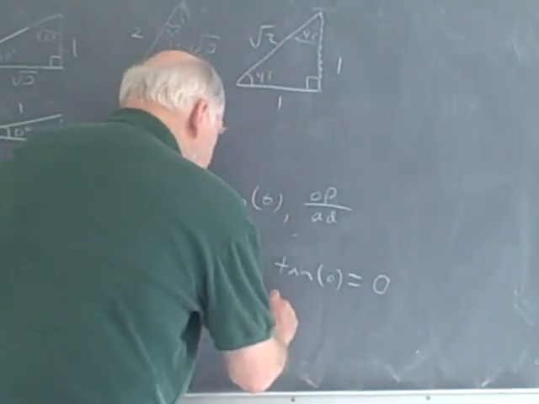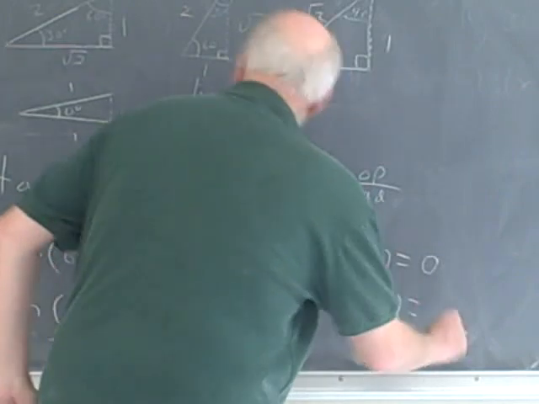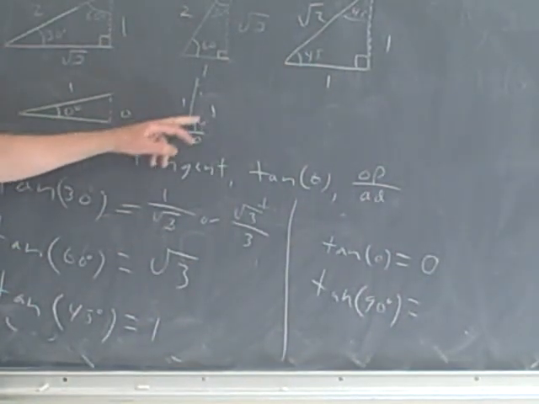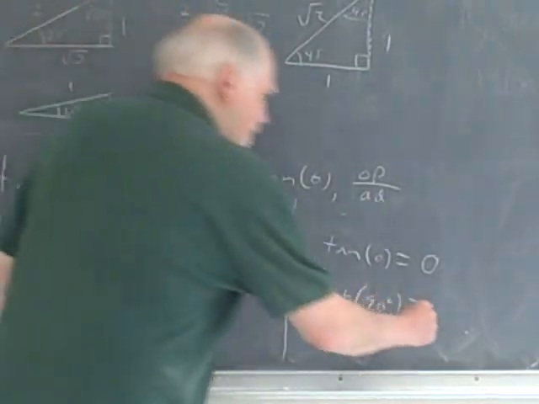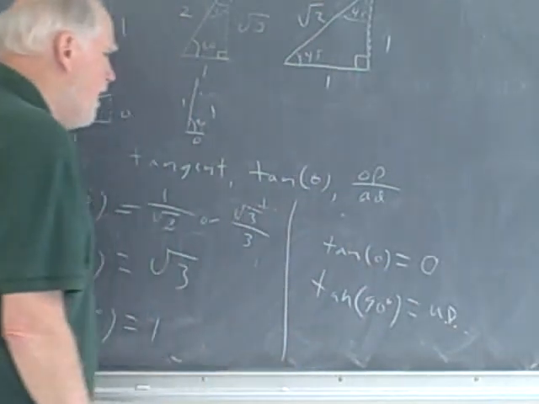And then I look at tangent of 90 degrees, and I notice opposite over 1/0. We're not allowed division by 0, so that's undefined. Okay, so there is no tangent of 90 degrees.